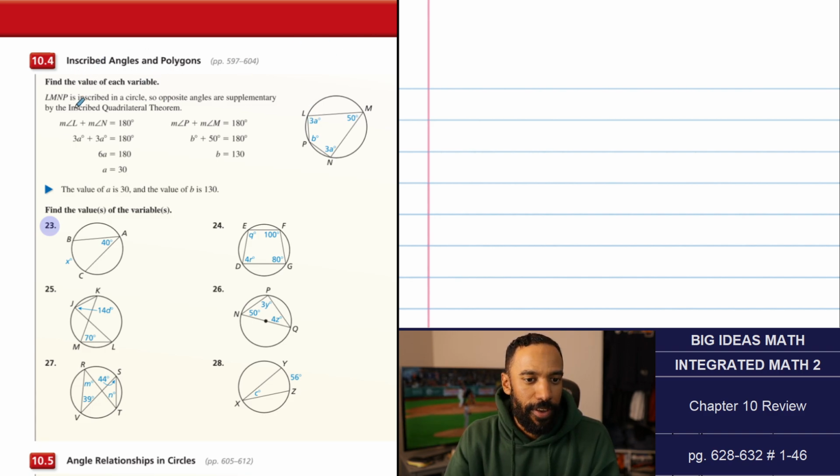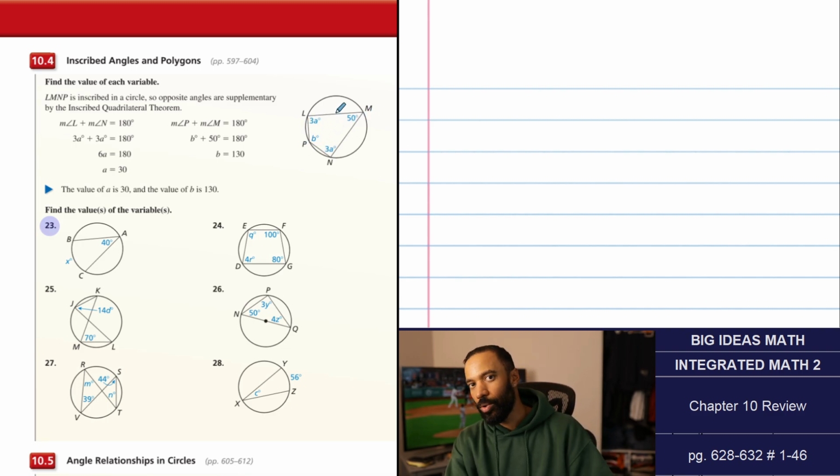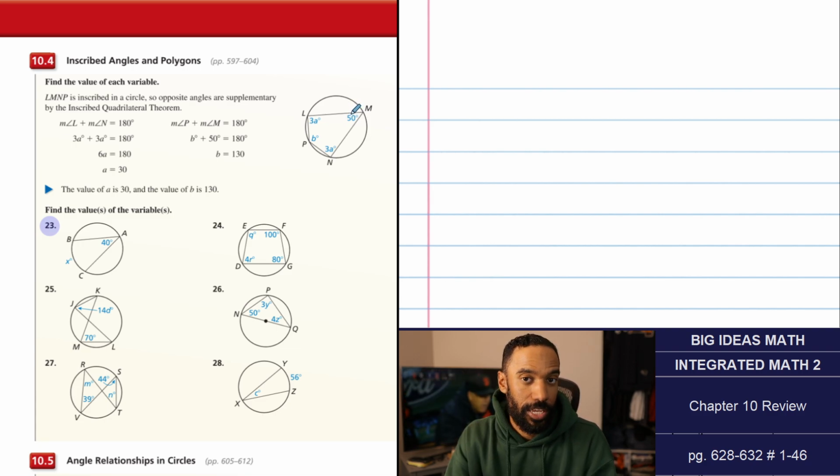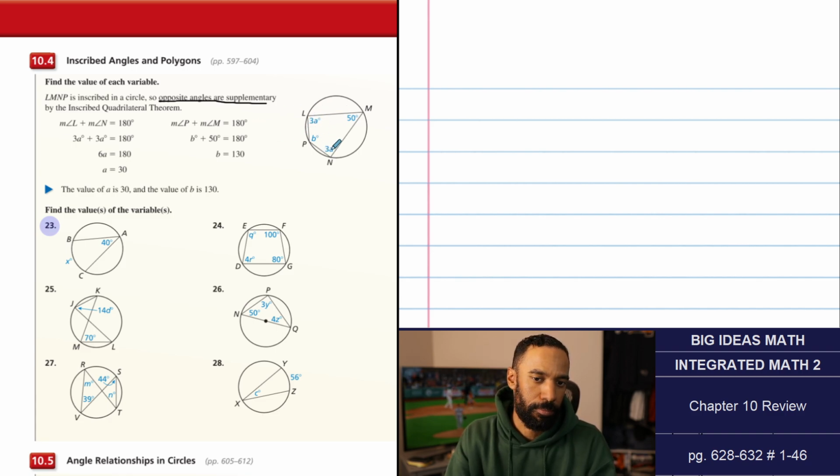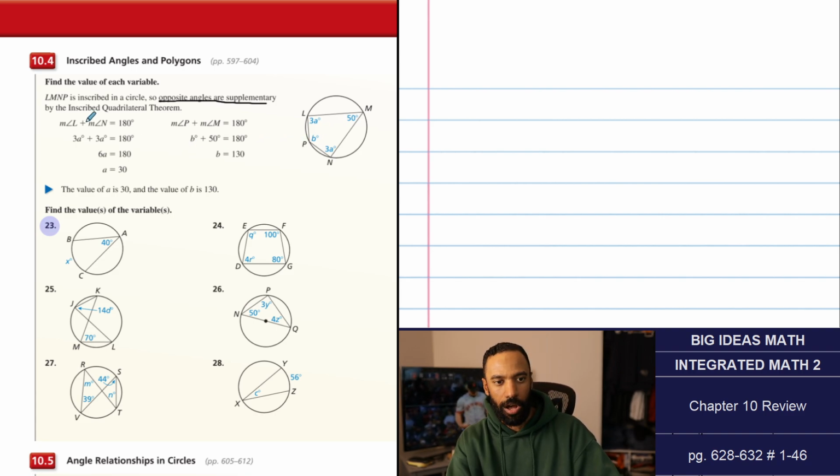Find the value of each variable. So we have a quadrilateral inscribed in a circle. They want to solve for A and B. In an inscribed quadrilateral, there is a truth that opposite angles are supplementary to each other. That's what they're saying here. So this angle M plus angle P is 180. This angle L plus angle N is 180. And because they have separate parts of variables, we can use that to solve for these.